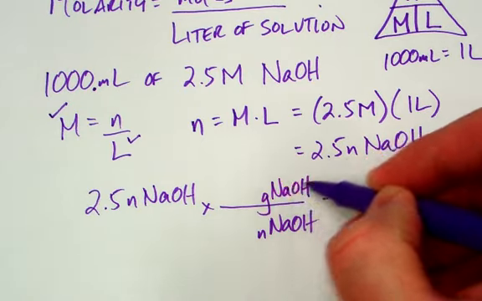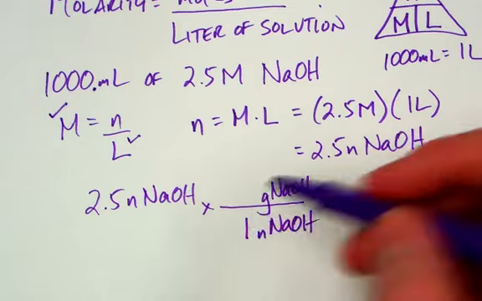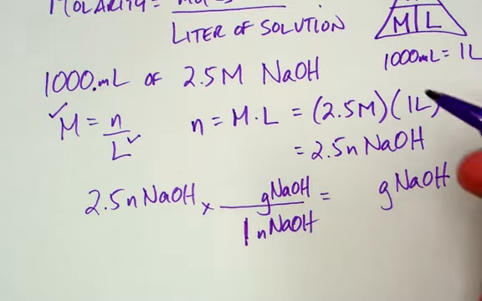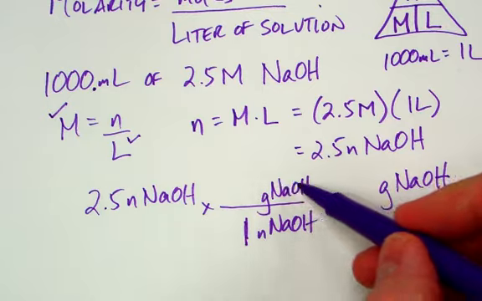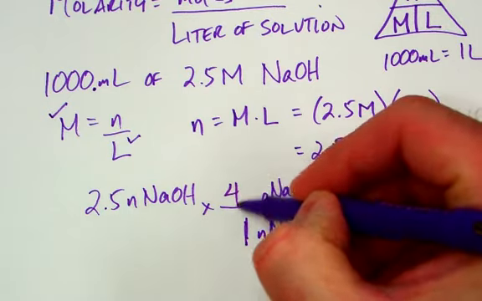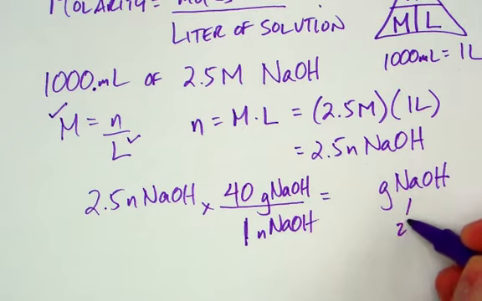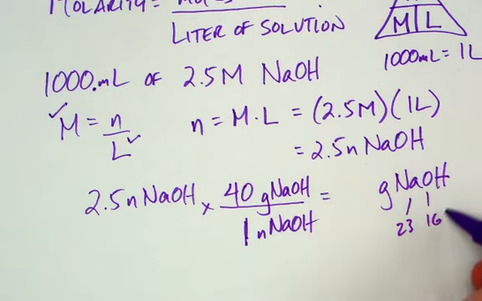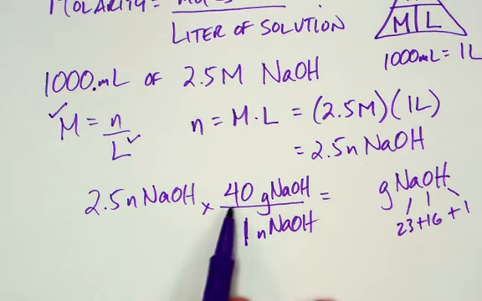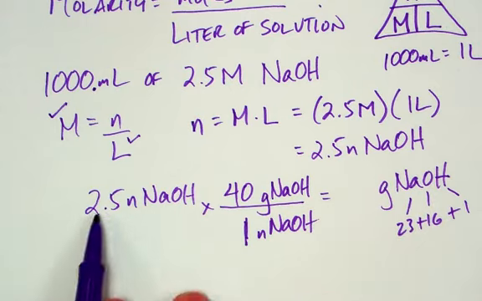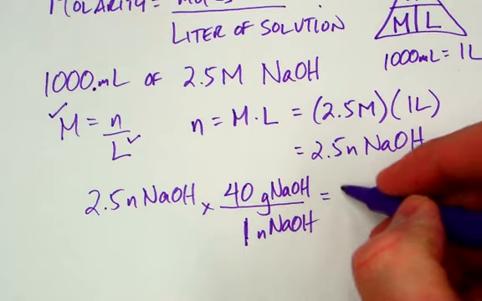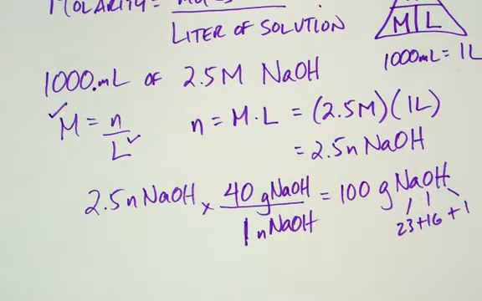And when we think grams per mole, we're thinking molar mass, so this is for every 1 mole. And the molar mass of NaOH is 40. I got that because the molar mass of sodium is 23, oxygen is 16, hydrogen is 1. We add those up, and that should equal 40. So that's how we got our molar mass. And now solving, we're going to take 2.5 times 40, which should equal 100 grams.